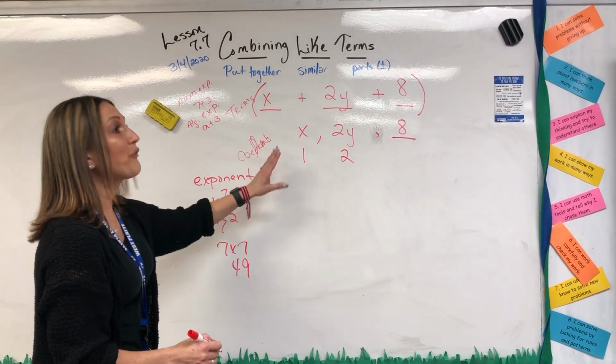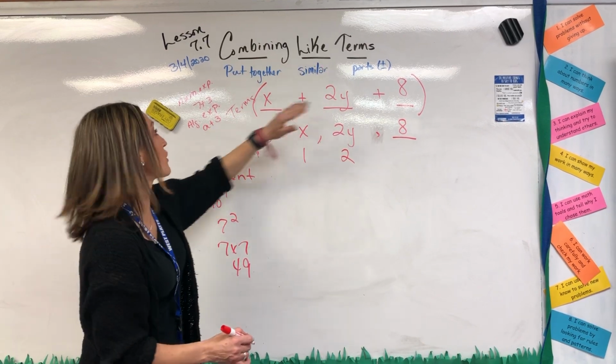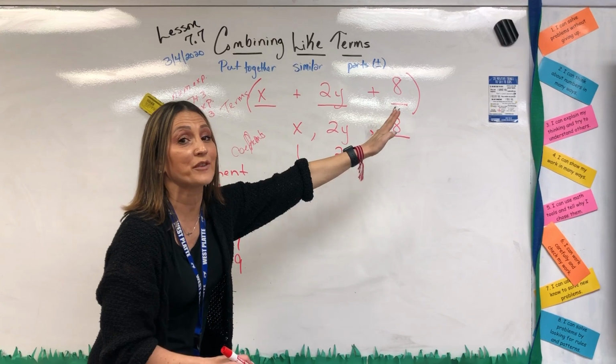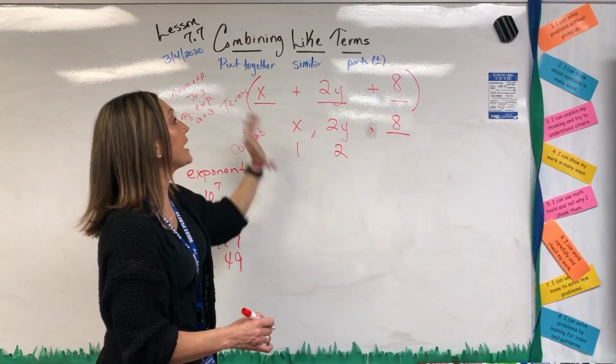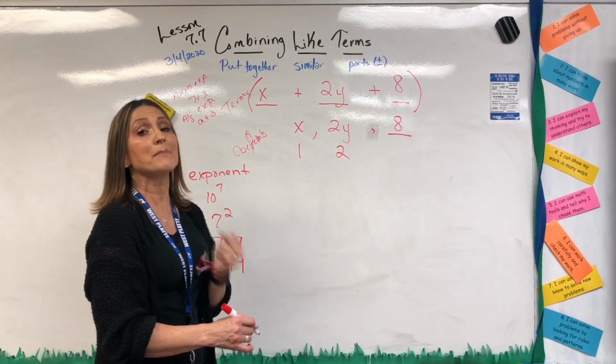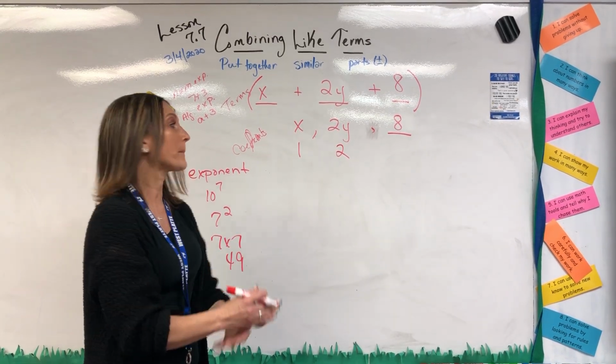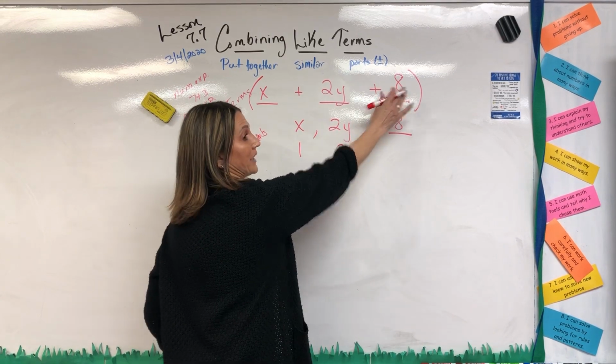So if I want to combine any like terms in an algebraic expression, which they also learned today, a fancy name for that is a polynomial, they must look alike. They must have the same variable, and they must have the same exponent. And in this case, they do not have any.